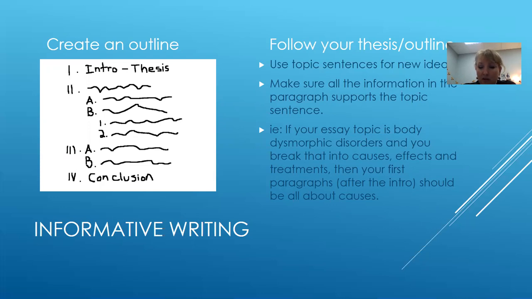If your essay topic, for example, is like body dysmorphic disorders, and you break that into causes, effects, treatments, then your first paragraph should just be all about the causes. You shouldn't be introducing information about the treatments when you're saying that your topic of that section is causes. So you would just want to look at the causes of body dysmorphic disorders.